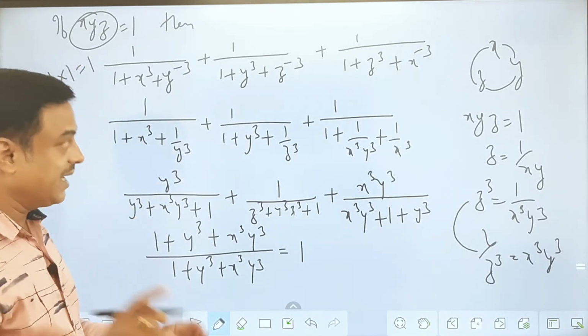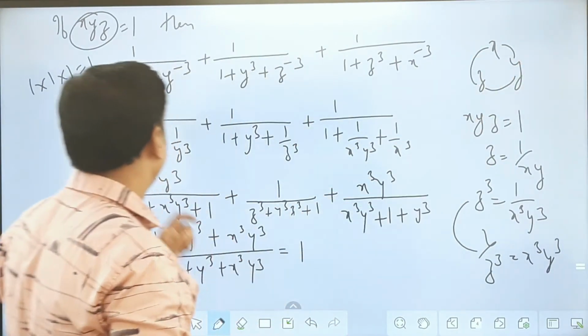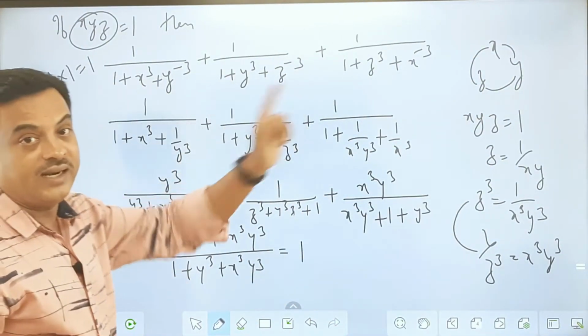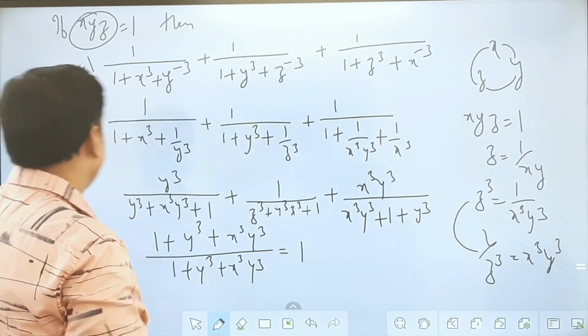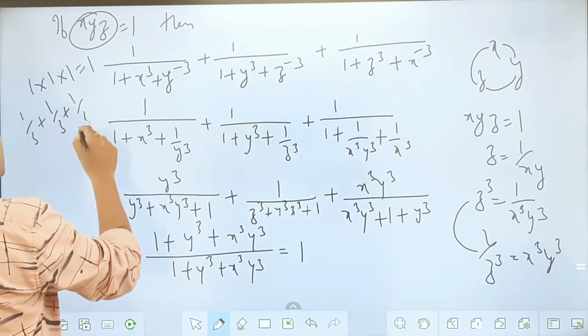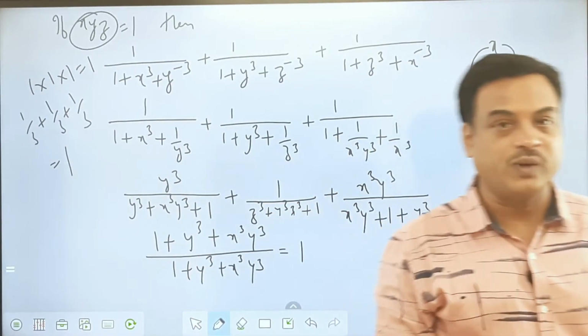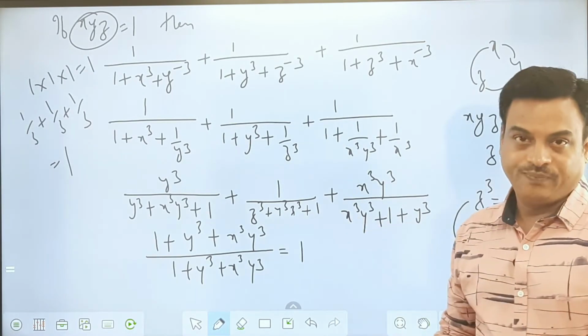That is 1. And second thing, you also need to check whether x, y, z are in cyclic order. So what do you do? Wherever we have x, y, z replaced with 1, 1, 1, you get 1 by 3 plus 1 by 3 plus 1 by 3, which is ultimately 1. This is a very simple way to understand or to solve this question.